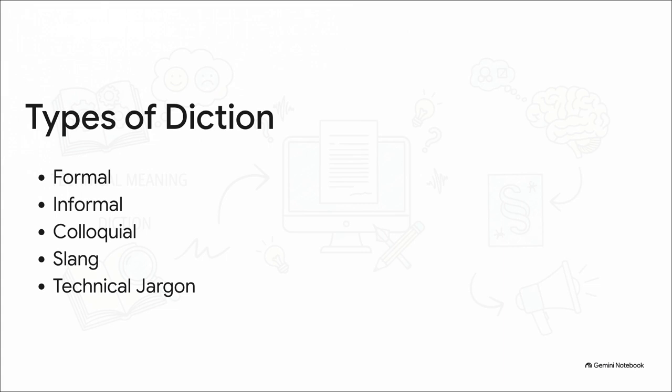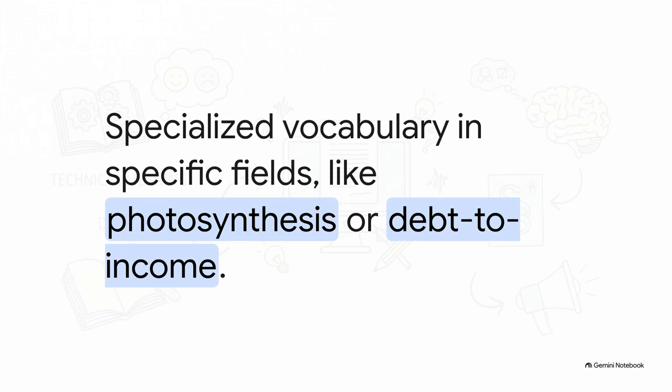And finally, we have technical jargon. Technical jargon refers to highly specialized vocabulary used in very specific fields. When you encounter words like photosynthesis in biology or debt-to-income ratio in an economics text, you're looking at technical meanings. So here's the trick. When you come across unfamiliar technical jargon, you have to look closely at the surrounding text. Use those context clues to determine its specific meaning in that field. It's like being a language detective.